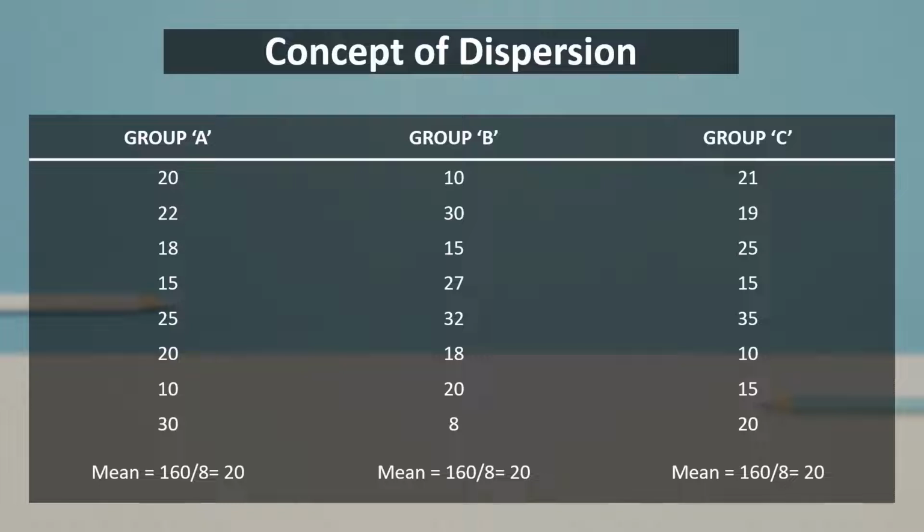So 160 divided by 8 is equal to 20, and also in group C, 8 scores are there, total is, coincidentally, total is 160, and total number is 8, and mean score is 20. So friends, you see the mean score of all these 3 groups is 20. So when mean scores are 20, can you say that these 3 groups are exactly the same?